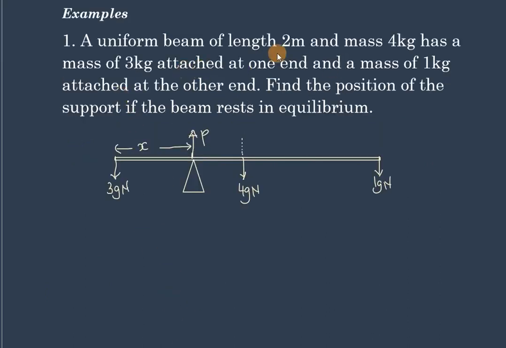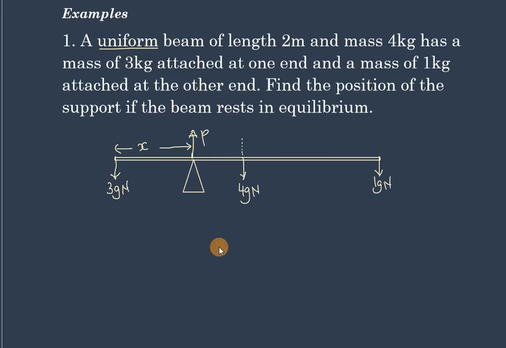A uniform beam of length 2 meters. That one is from this point. That's the beam. They say the beam has a mass of 4 kg. Because it has a mass and it is a uniform beam, this word is important. It's not being put here for granted. A uniform beam shall always have its center of mass in the middle of that beam.